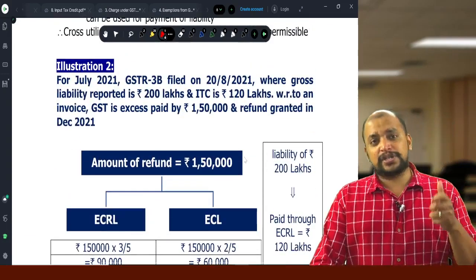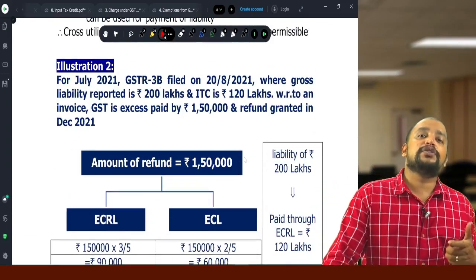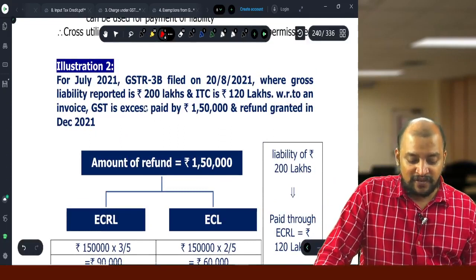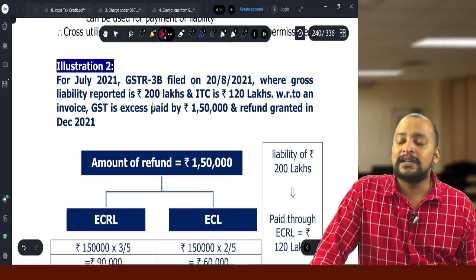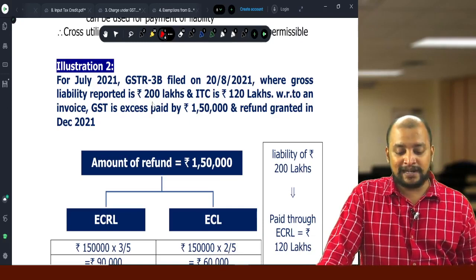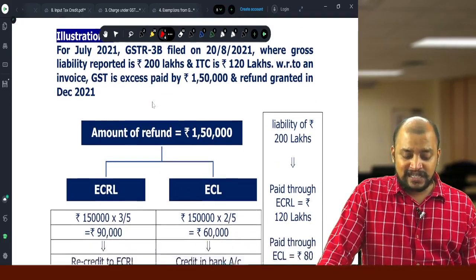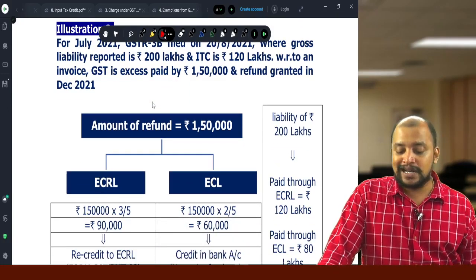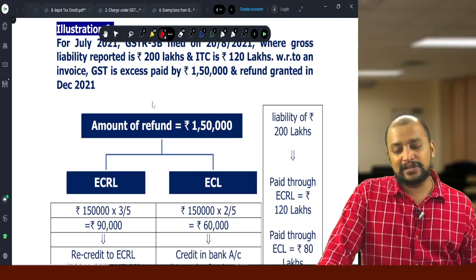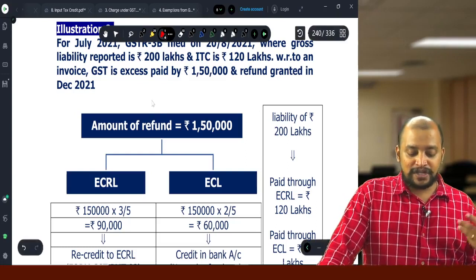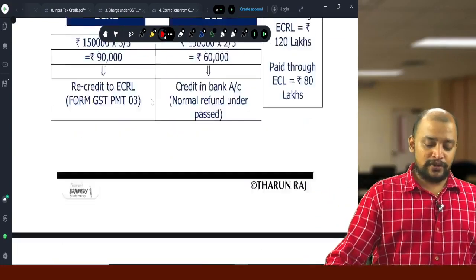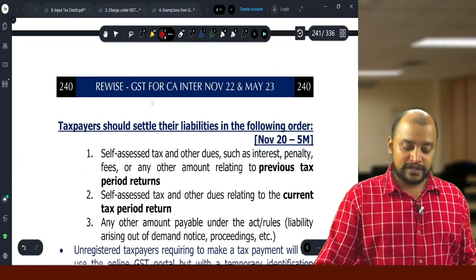Then this illustration also I discussed, that refund will be going to the source ledger. For July 2021 GSTR 3B filed, the gross liability is 200 lakhs. How is that gross liability paid? Through credit ledger 120 and through cash ledger balance 80 lakhs. And GST is excess paid by 1,50,000. So what is the ratio? 120 is to 80, that is 3 is to 2. Therefore 3 by 5 will go to the credit ledger and 2 by 5 will go to the cash ledger. So while discussing PMT 3, I gave you this.